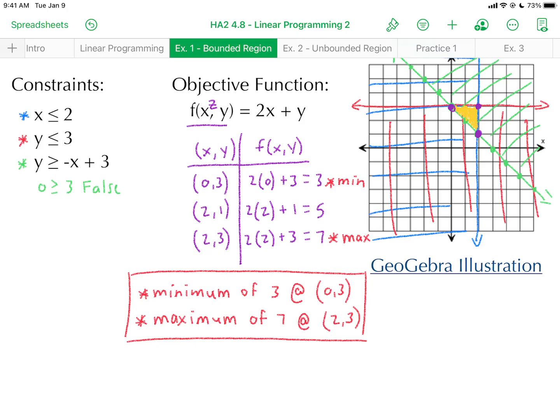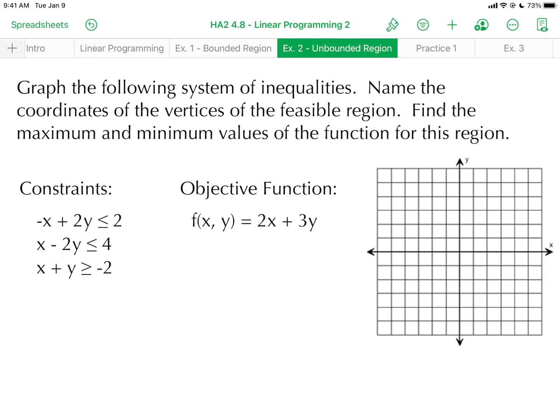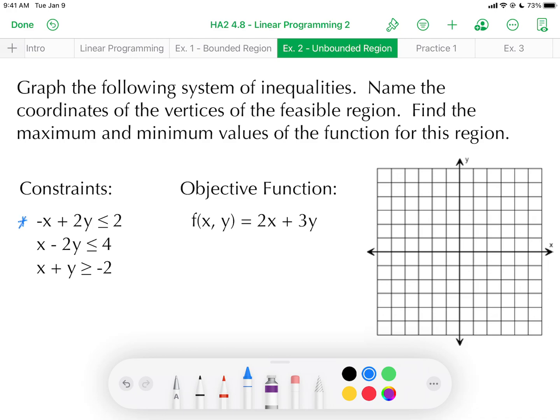Okay. So now let's do example 2. Same directions. Constraints are a little bit more challenging to work with this time, okay? All right, so let me do this one in blue. Negative x plus 2y less than or equal to 2. That's going to have an x-intercept of negative 2. And it's going to have a y-intercept of 1. So the slope there is 1/2. And that would be solid. Origin is going to lead me to 0 is less than or equal to 2, which is true. So I would shade underneath of that.